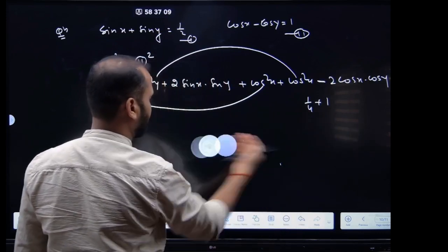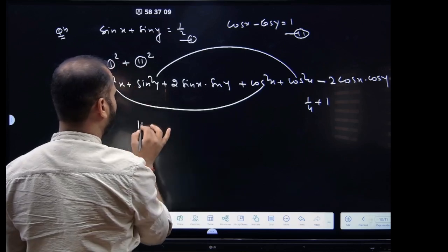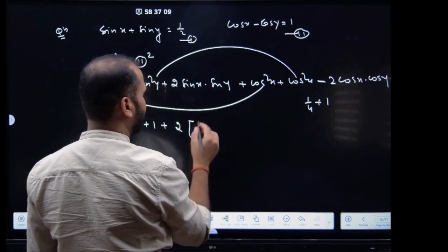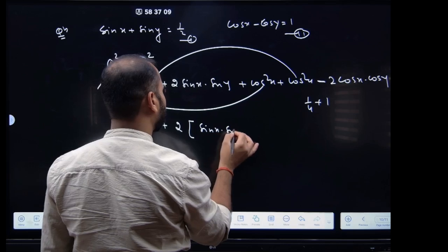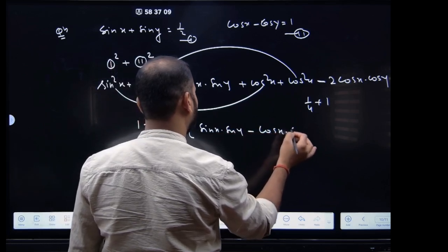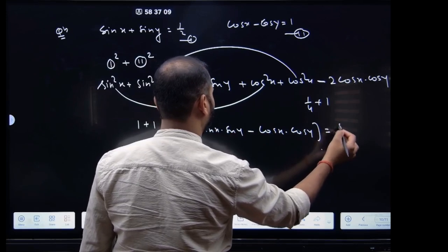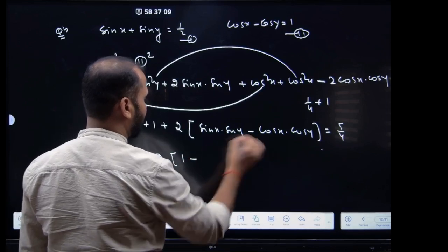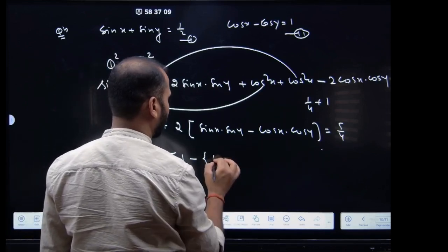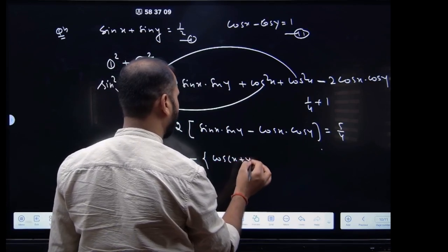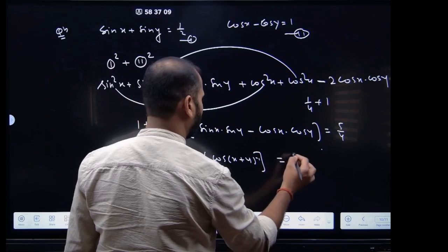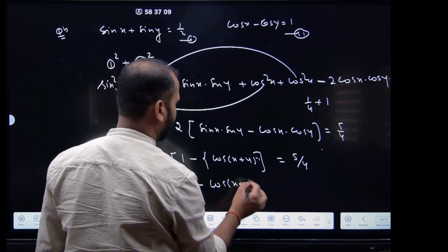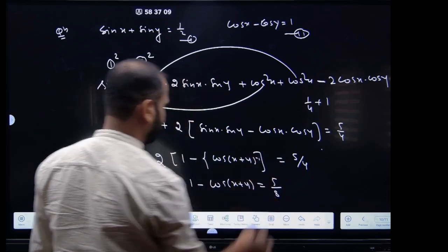We will see whether we are getting the answer or not. So what will I be writing? 1 plus 2, I should take common. So here actually minus I should take, right? Sin x sin y minus cos x cos y will be 5 by 4. I am taking 2 common, right? So 1 minus, if I take common, this will be cos x plus y is equal to 5 by 4. So 1 minus cos x plus y, we will get 5 by 8.